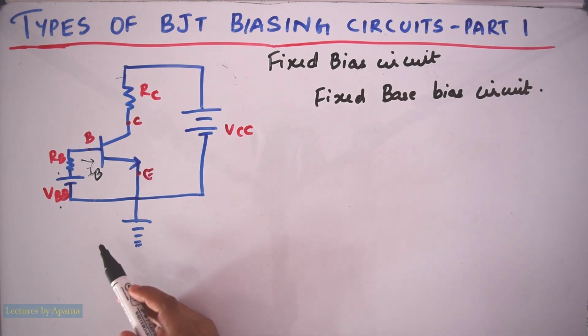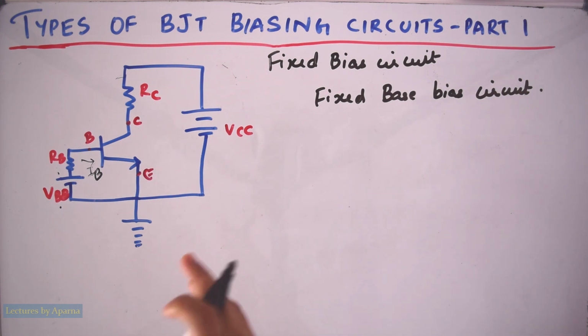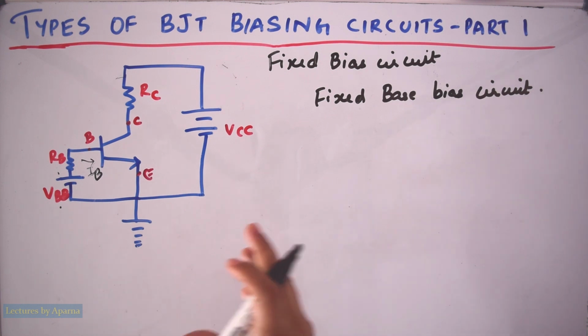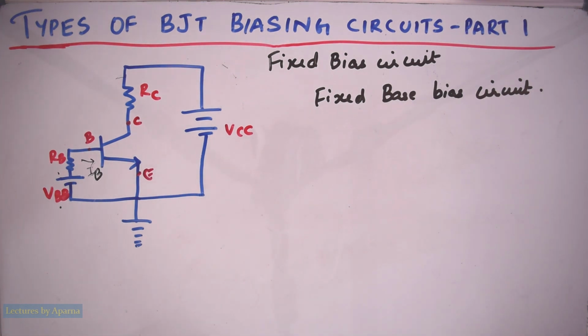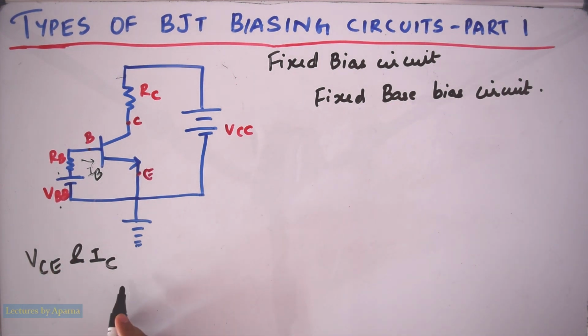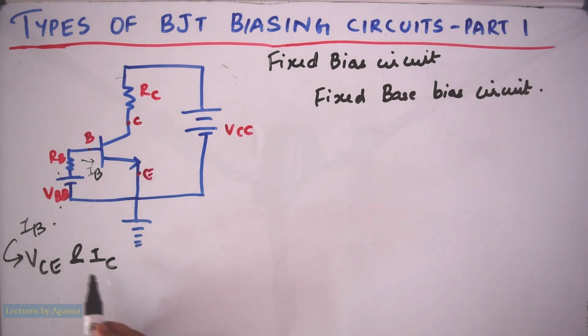So this fixing of the base current will help to fix the operating point at a particular value that is best for amplification. Fixing operating point means deciding the value of VCE and IC for the circuit so that you get good amplification. By fixing the value of IB, you can fix the value of VCE and IC also.